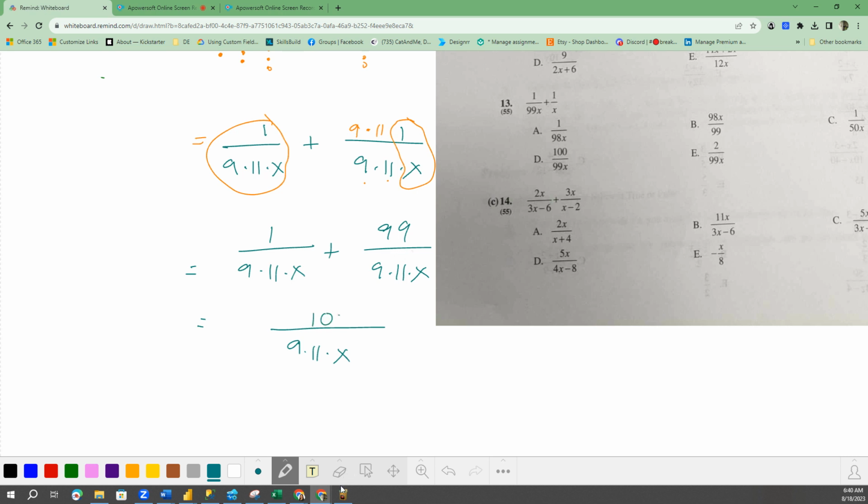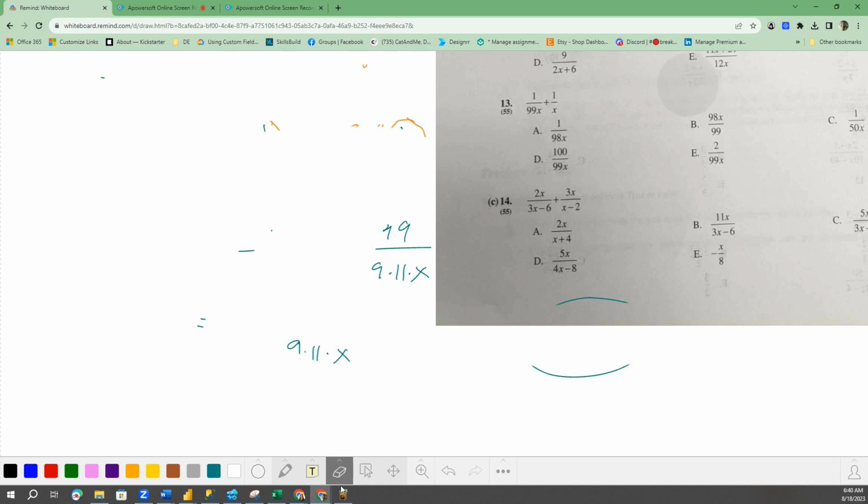So you have 100. Now, what are the factors of 100? Let's try if we can cancel with 9 and 11. Factors of 100 are 2 times 50. 50 is 2 times 25. 25 is 5 times 5. So that's 100. 9 times 11 times x. Is there anything that will factor? No, not really. So since there's nothing that will factor, then that means you have to just multiply them all back. So that's going to be 100 over 99x. That would be your answer.